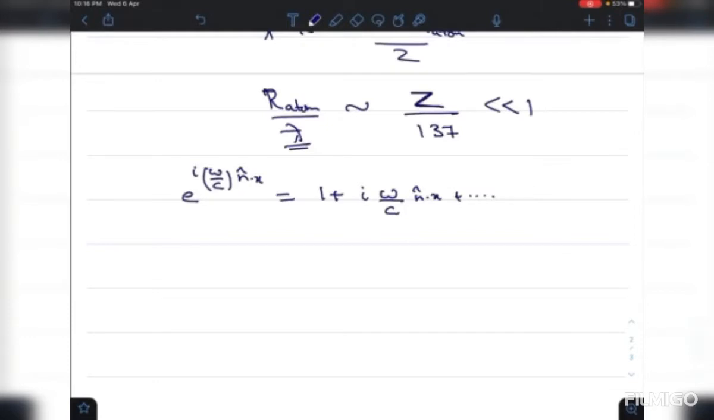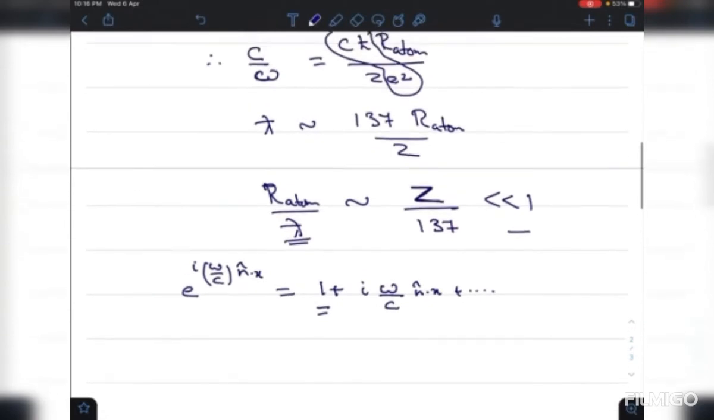So what we do here is, omega by c is very small when compared to 1. You can see that. So what happens? We can restrict it to the first leading term, which is 1. So now I can replace e raised to i omega by c n dot x by 1. And this is called the electric dipole approximation. Okay. So when you are asked to write about the electric dipole approximation, these things you have to put in.